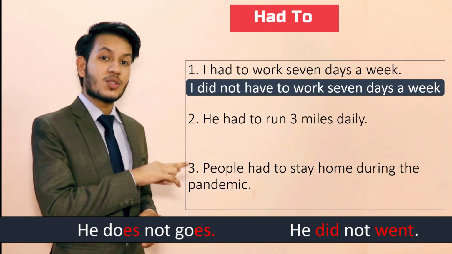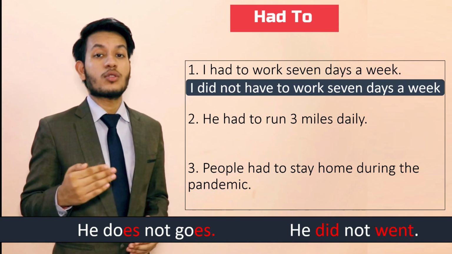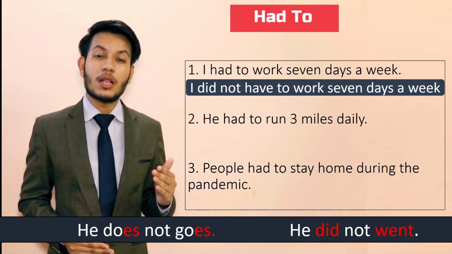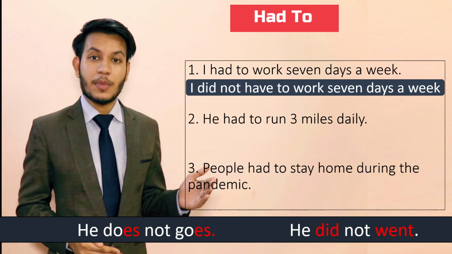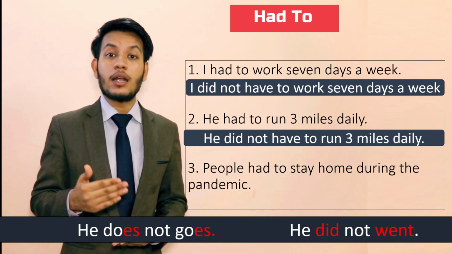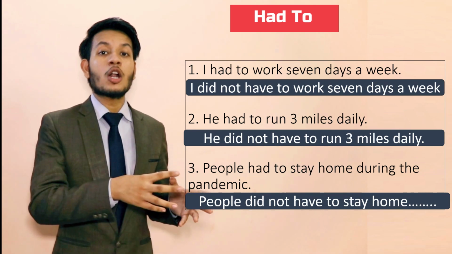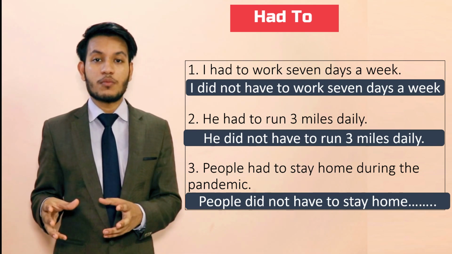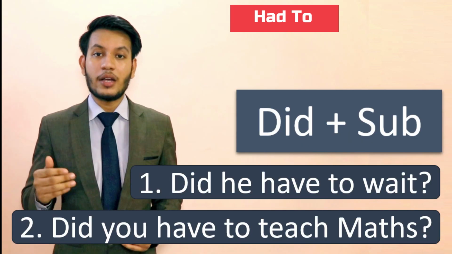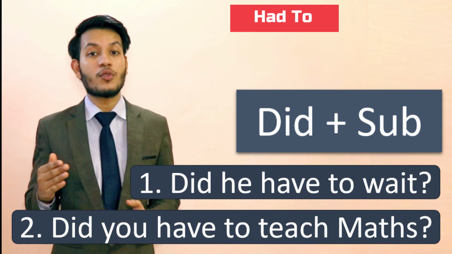And what about these two sentences? He had to run 3 miles daily and people had to stay home during the pandemic. It will be he did not have to run 3 miles daily and people did not have to stay home during the pandemic. And to frame questions, you have to start your sentence with did. Did he have to wait? Did you have to teach math?